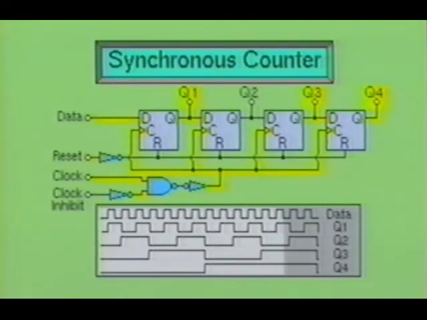This is due to the fact that since the clock must drive all the flip-flops simultaneously, it requires more power from the clock circuit. When the clock is heavily loaded with flip-flops, the propagation delay is increased and the counter speed is reduced. Despite this limitation, the synchronous counter circuits are still superior to the asynchronous counter.